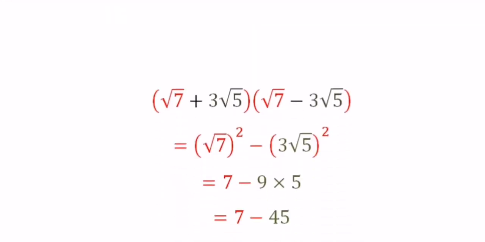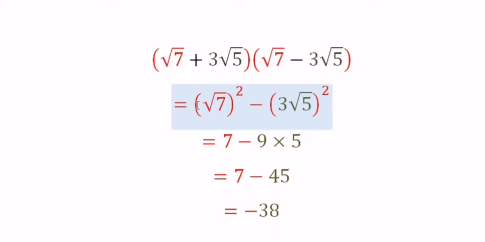As for this one, here we have radical 7 plus 3 radical 5, into radical 7 minus 3 radical 5. Note that we have radical 7, 3 radical 5, 3 radical 5, which is a plus b into a minus b, which is another remarkable identity, equal to a square minus b square. Applying the rule, we get 7 minus 9 times 5, which is 7 minus 45, thus getting minus 38.